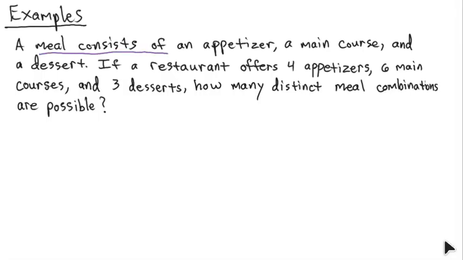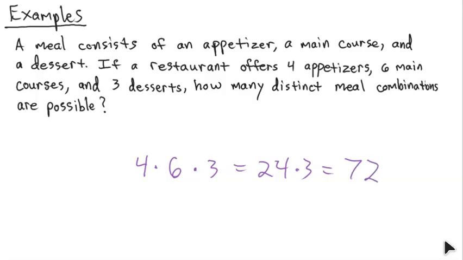All right, here's our last example. At a restaurant, a meal consists of an appetizer, a main course, and a dessert. If a restaurant offers 4 different appetizers, 6 different main courses, and 3 different desserts, how many distinct meal combinations are possible? Well, it's 4 appetizers times 6 main courses times 3 desserts. And 4 times 6, that's 24, times 3, 24 times 3 is 72. So that's 72 possible meal combinations at that restaurant. Okay? It's very simple, very basic. It's called the fundamental counting principle.